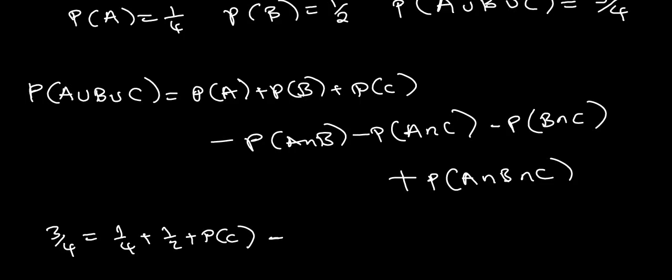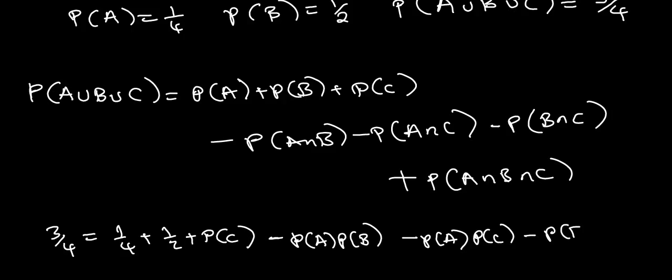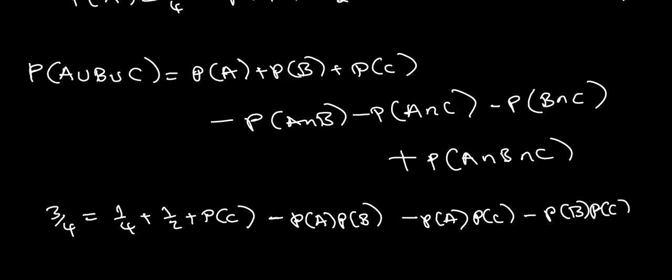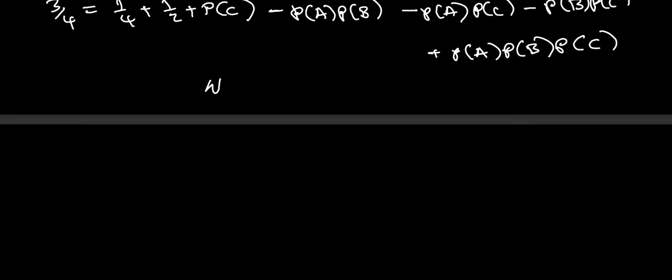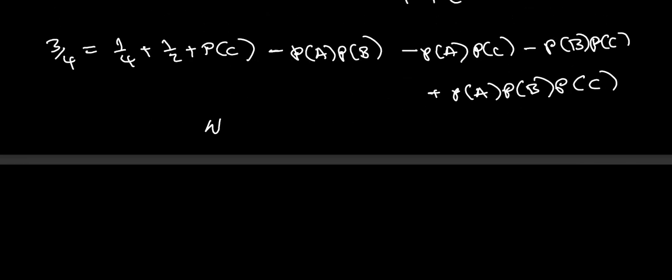Then minus the probability of A intersection B. These are independent events, so it will be the probability of A times the probability of B. Then here it's the same as the probability of A times the probability of C as well. Again, the probability of B and the probability of C. Then the last one, which is a plus, the probability of A, B, and C. We can replace the ones that we can replace.